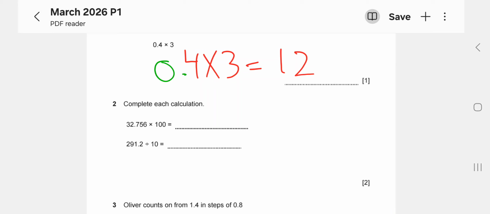32.756 times 100. We have two zeros. We need to move the decimal point to the right 2 steps. 1, 2. So this would be 3275.6.